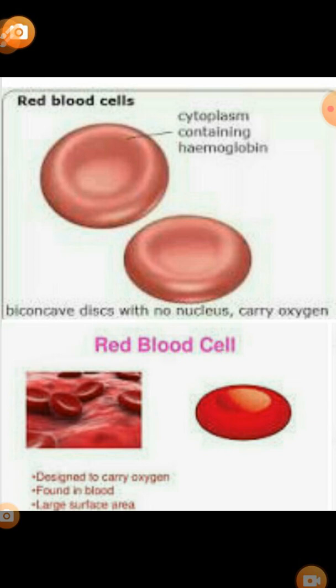So first is, as we see on the screen, red blood cells. Red blood cells, or RBCs, carry oxygen around the body in the blood and they have no nucleus. They are biconcave in shape and they contain hemoglobin, which combines with oxygen. So there is a big role of RBCs in our body.